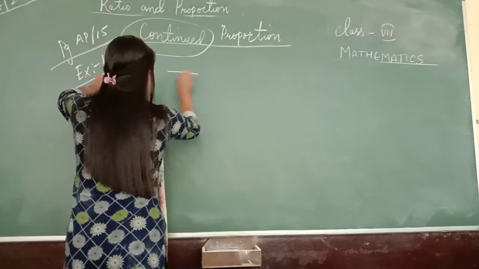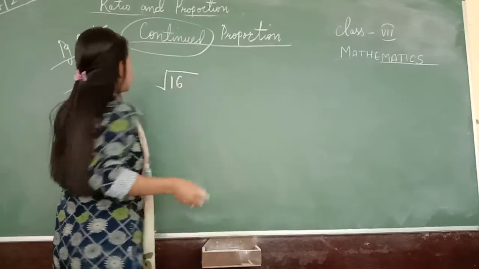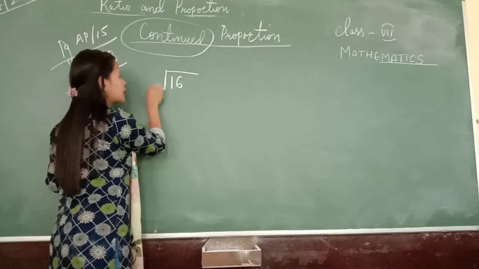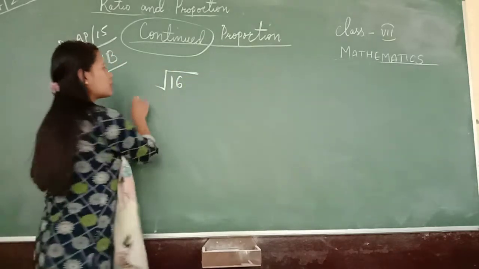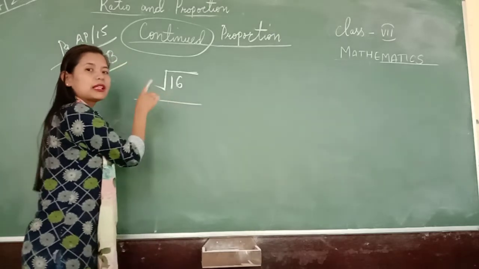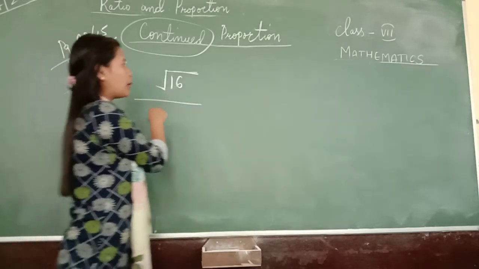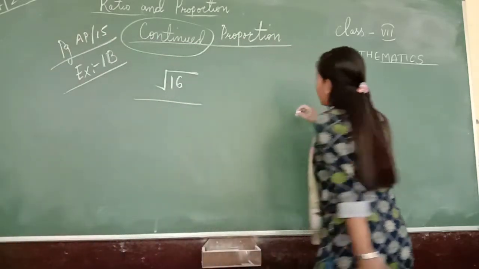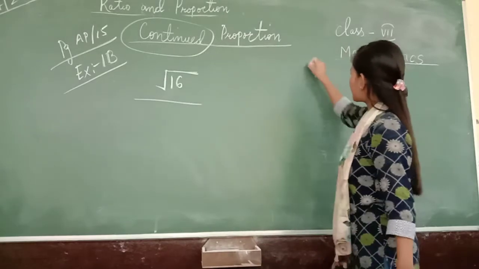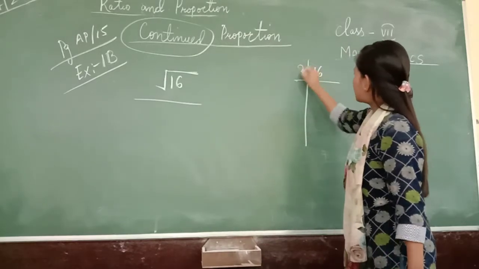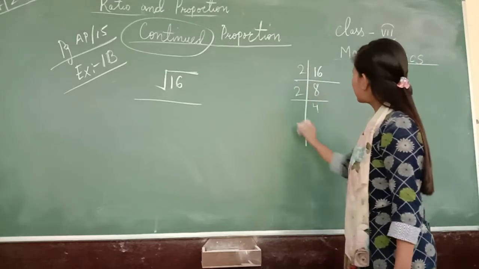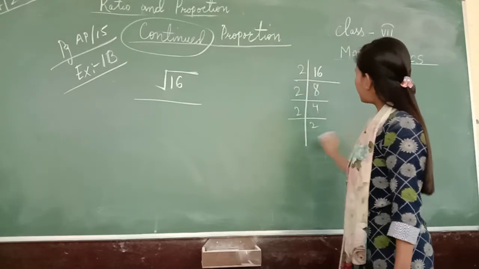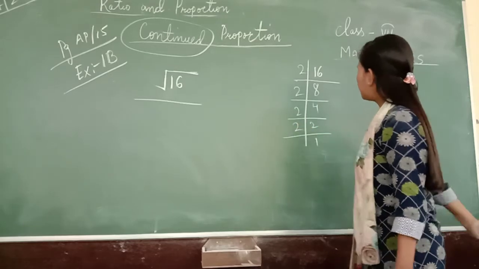Suppose you need to find, this is a square root symbol. I hope you all are familiar with it. So this means you need to find the square root of 16. Let us do it by the prime factorization method. Let us find the prime factors of 16. 2 8s are 16, 2 4s are 8, 2 2s are 4, 2 1s are 2.